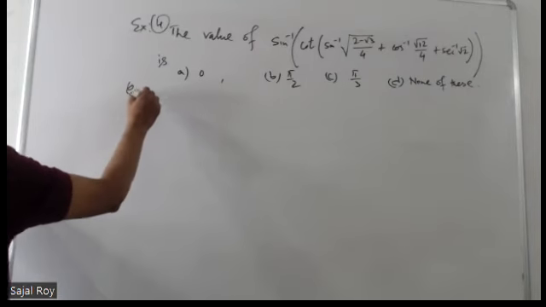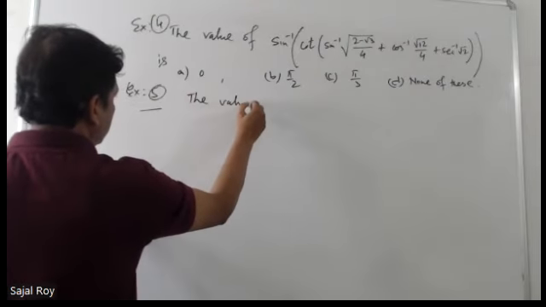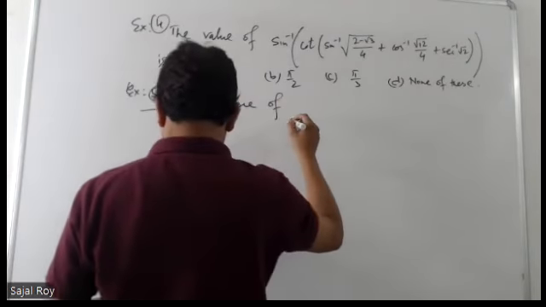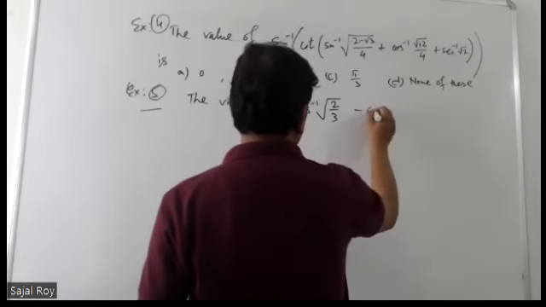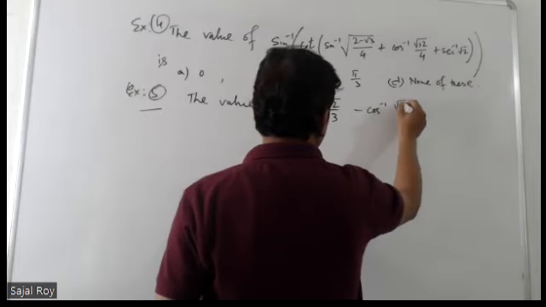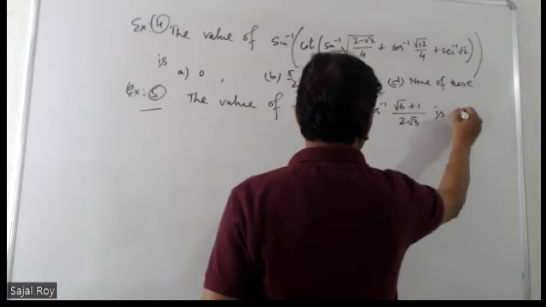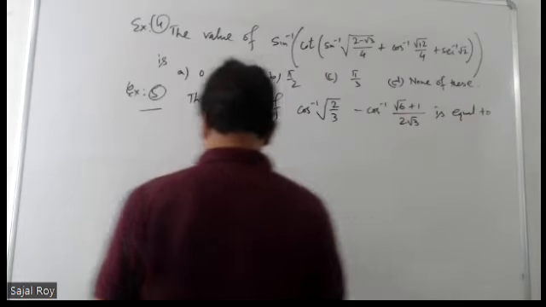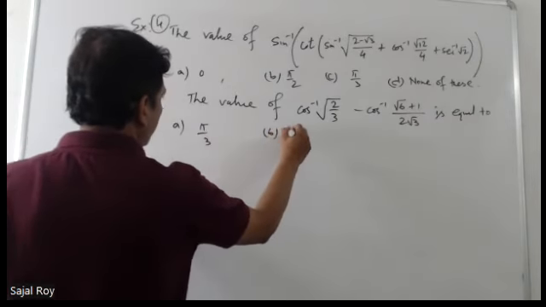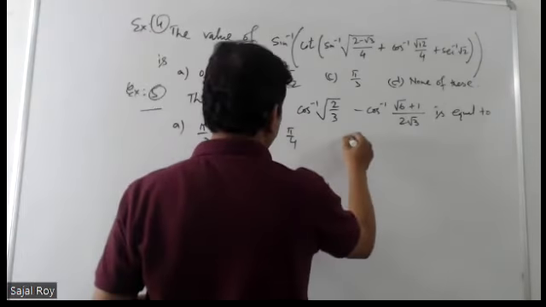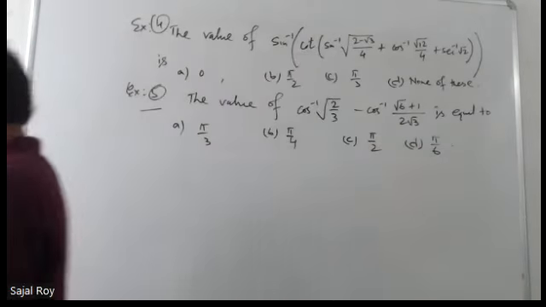Let me write example 5 also simultaneously. The value of cos inverse root 2 by 3 minus cos inverse (root 6 plus 1) over (2 times 3) is equal to: pi by 3, pi by 4, pi by 2, and pi by 6.